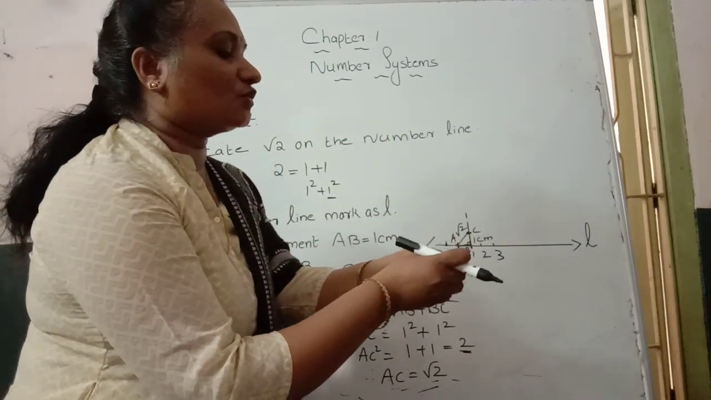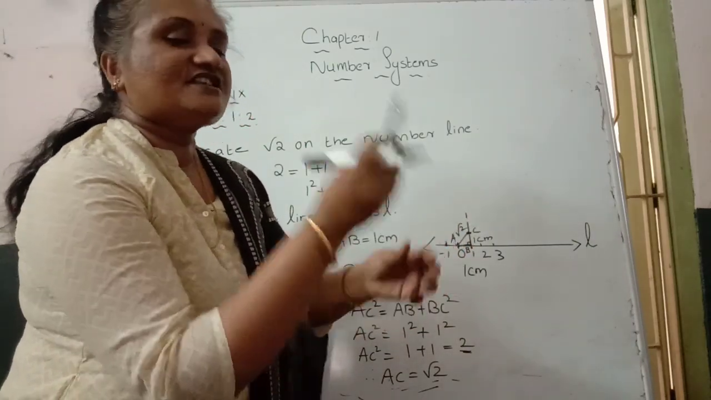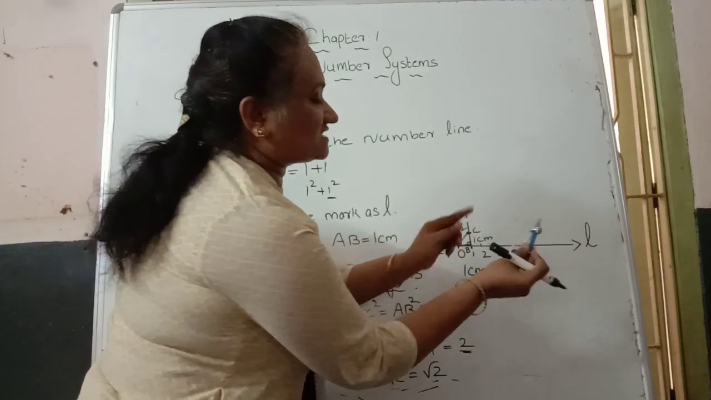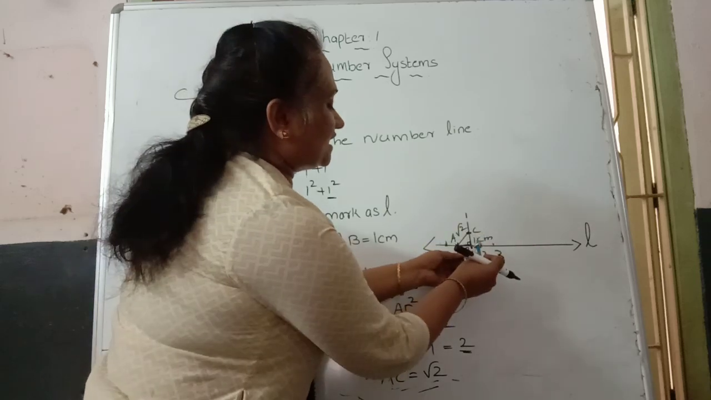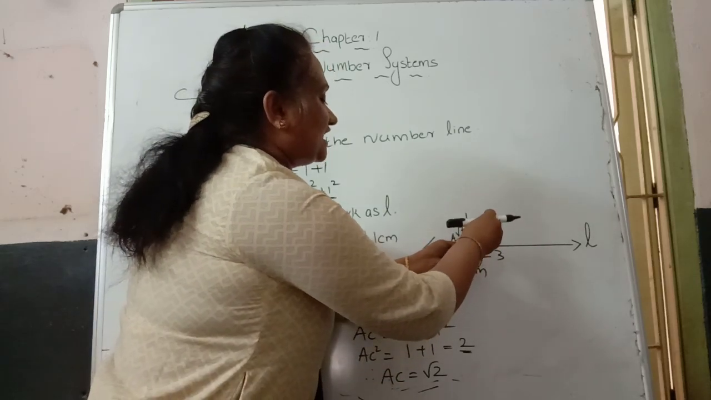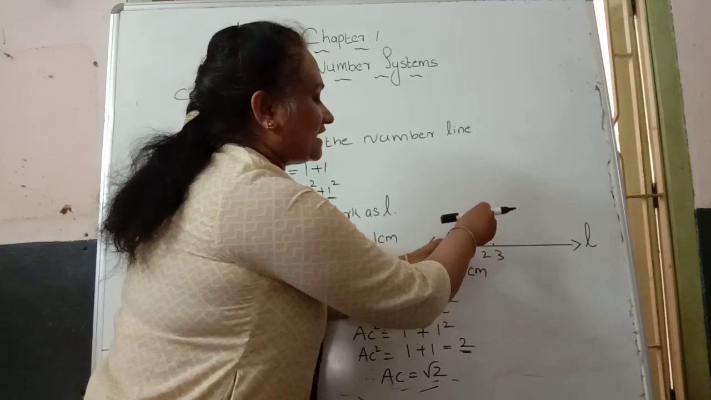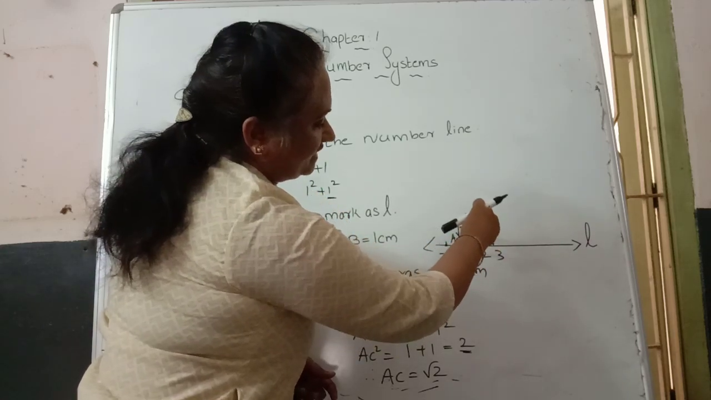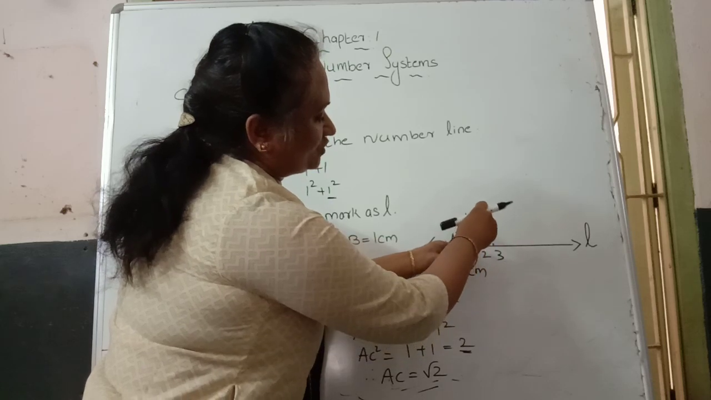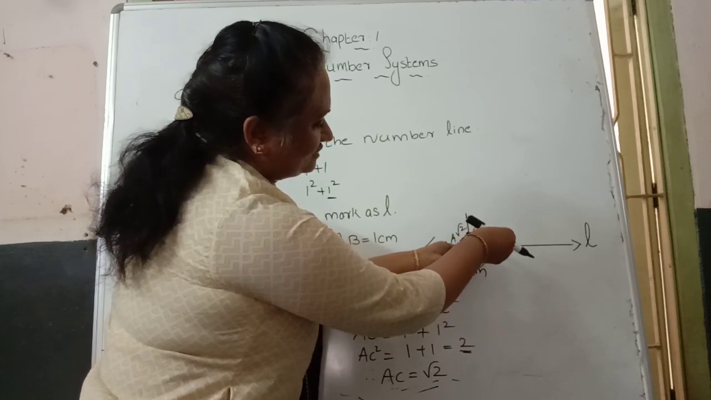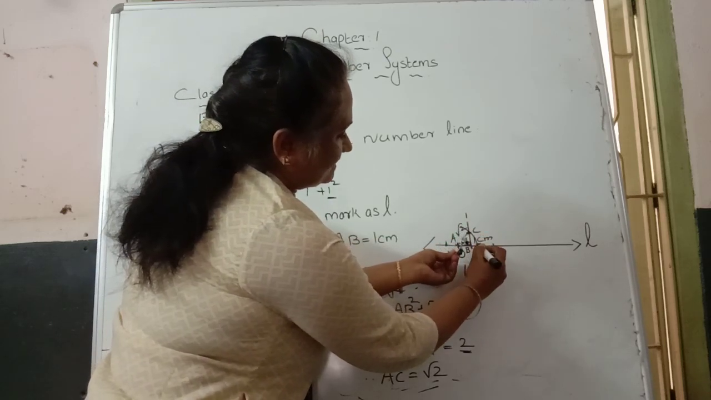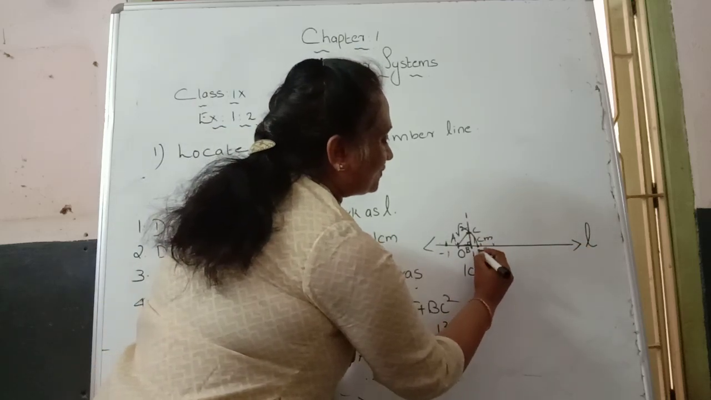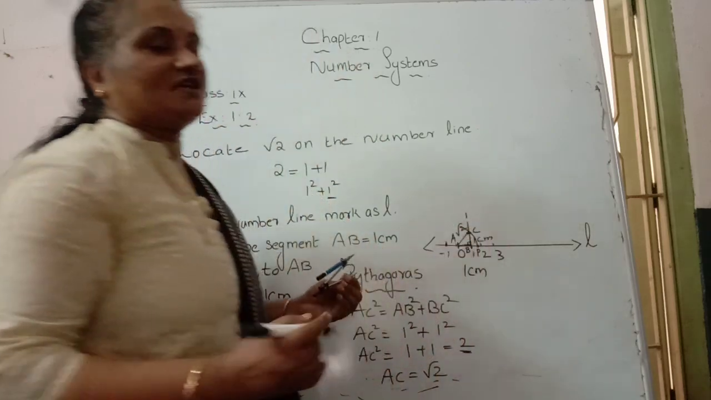How do we mark root 2 on the number line? Take out your compass. Keep the sharp end of the compass on A, take the distance from A to C, and draw an arc through C like this. That arc cuts our line L. You give that cutting point the letter P.